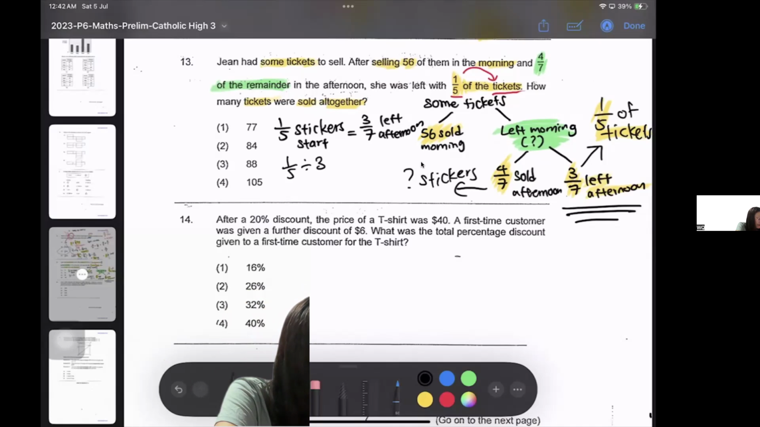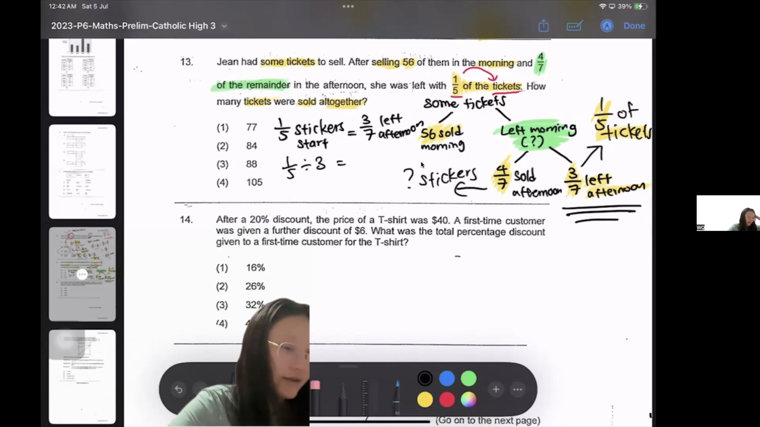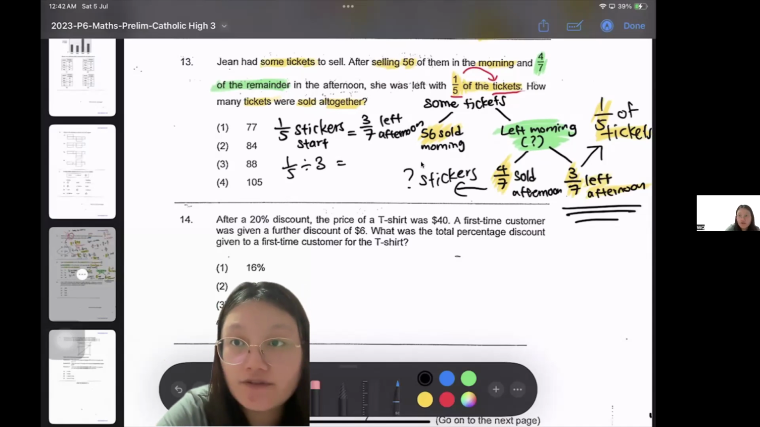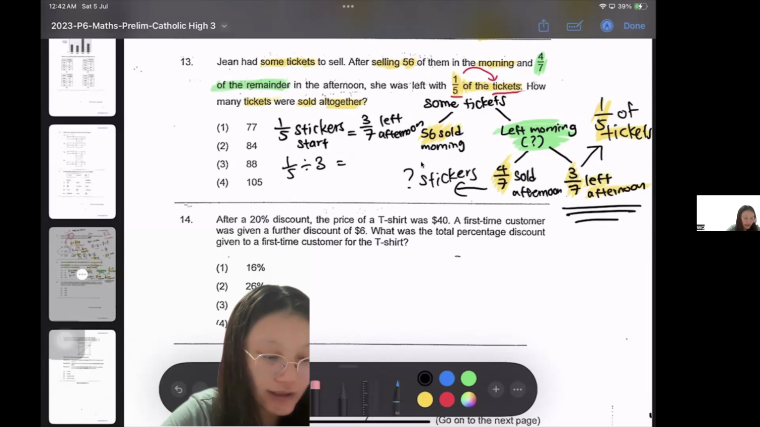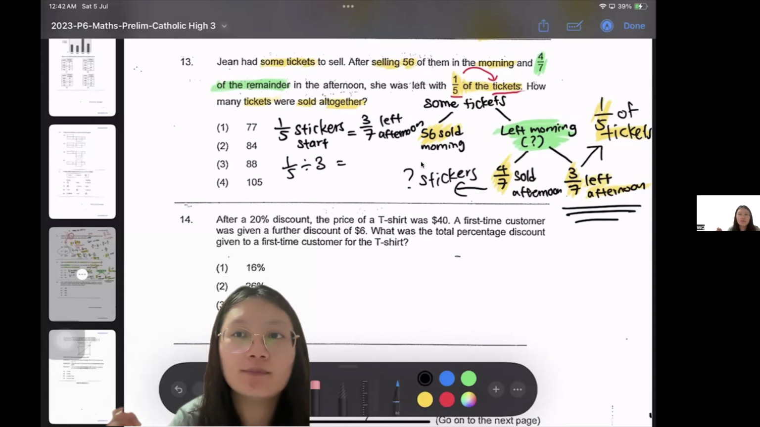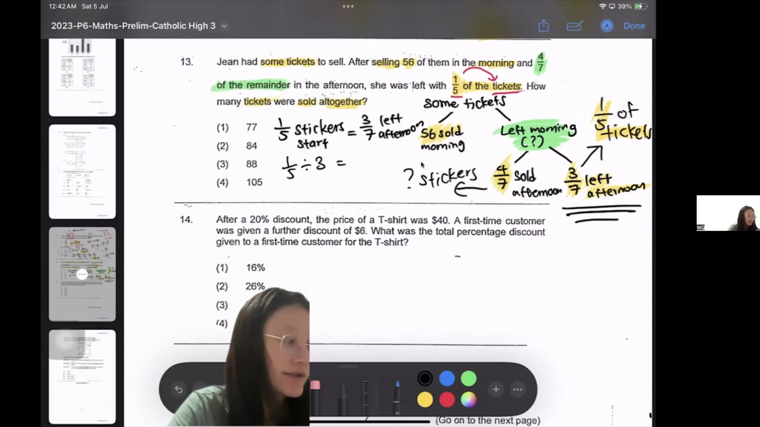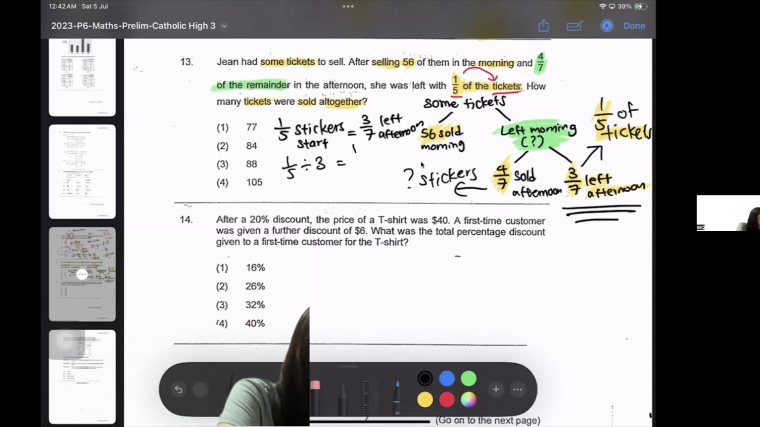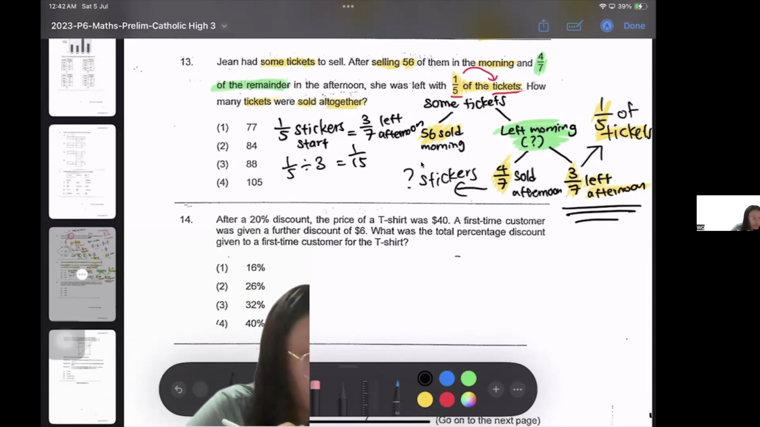So 1/5 divided by 3 is basically equals to, okay, because I don't really have enough space to write here, I'm not going to expand the division. I'm going to do it without a calculator, but you guys need to do it without a calculator, okay? So 1/5 divided by 3 is 1/15. So this is 1/15, right?